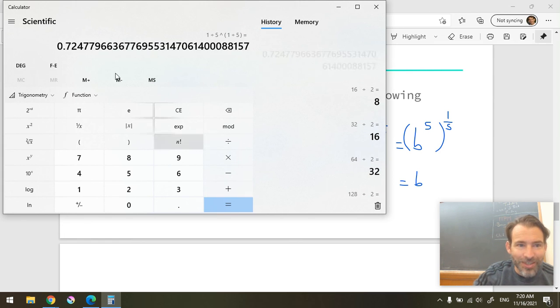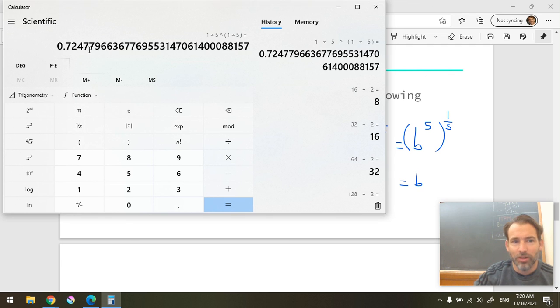No, wait, no, equals. There we go. Yeah, there. And then it's 72.4, 0.724. So this is a car that's losing a little bit more than 25% of its value every year.